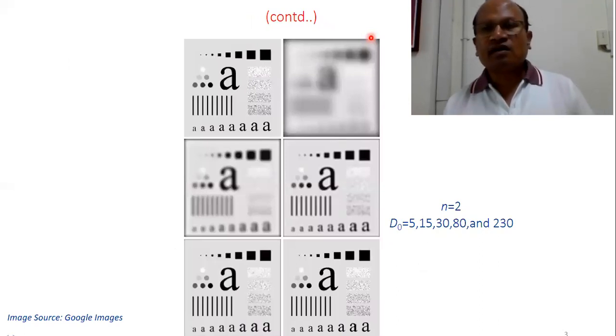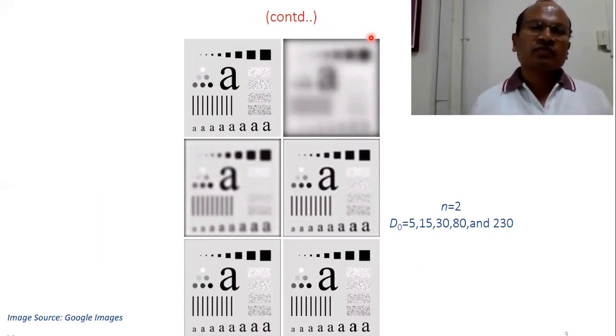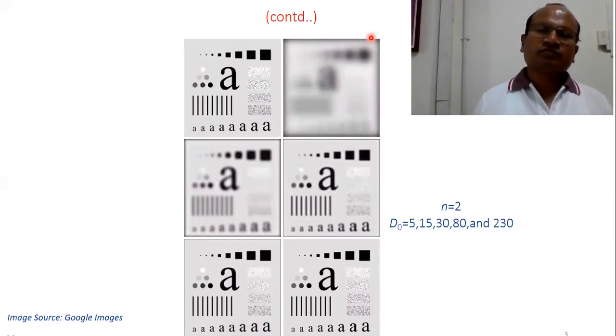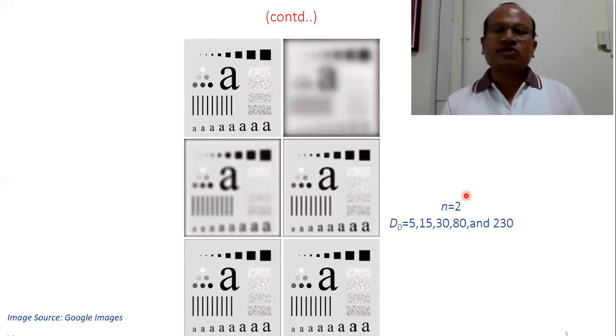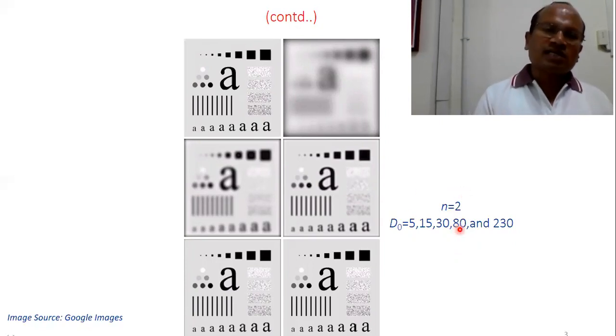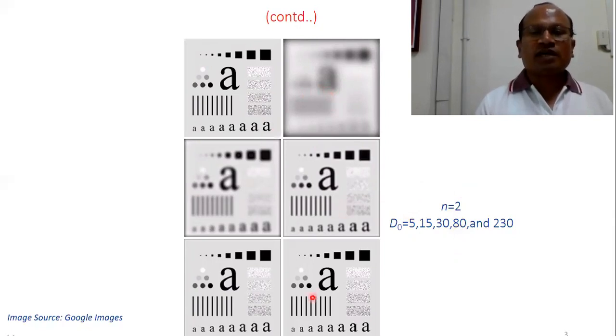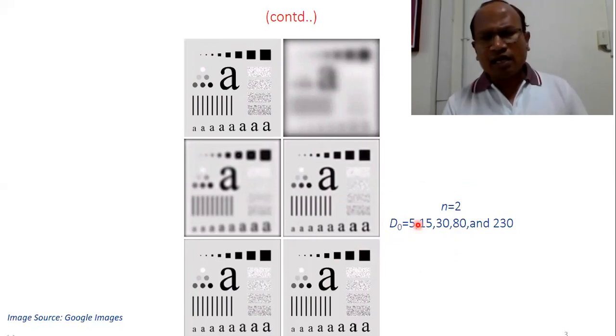This slide shows a few examples of Butterworth output. Suppose this is the input image. The filter order is 2. When we change the cutoff distance, look here, we are getting different outputs. And almost the same happens in the ideal LPF also.